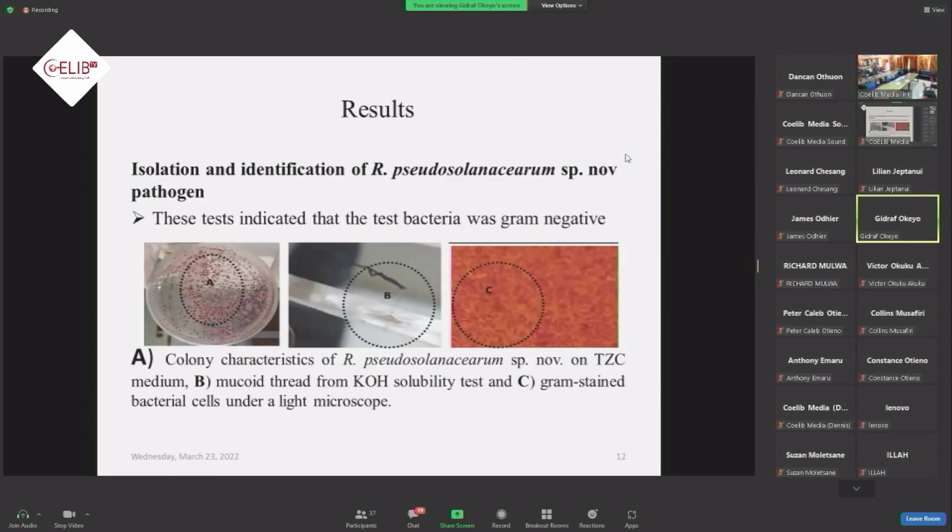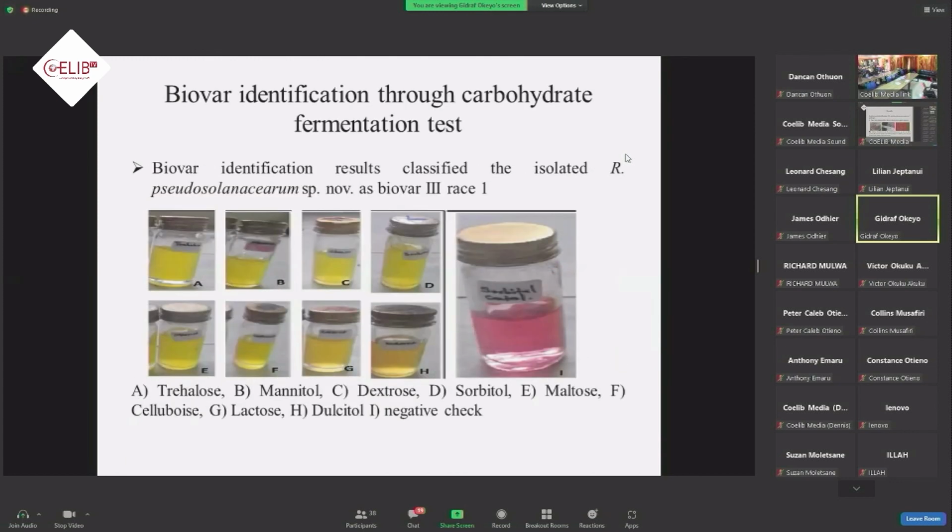From the results, we find that the bacterial isolate, when we did the identification tests, belongs to a gram-negative class of plant pathogenic bacteria, and from the photo you can see we did a potassium hydroxide test, and we also looked at the microscopy test that revealed that. But we didn't stop at that point. We wanted to see which biovar it belongs to. So we also did different carbohydrate fermentation tests, and that revealed that the biovar we were using was biovar 3 race 1.